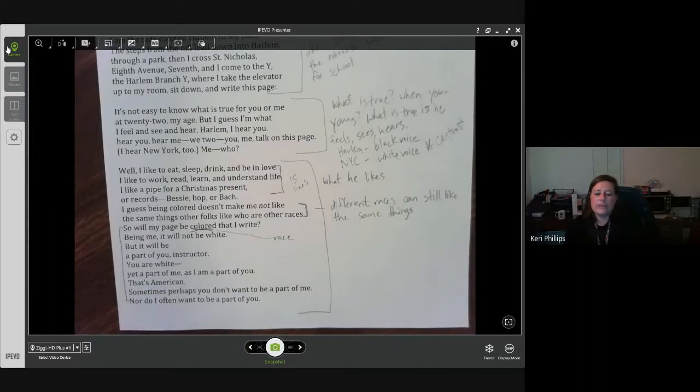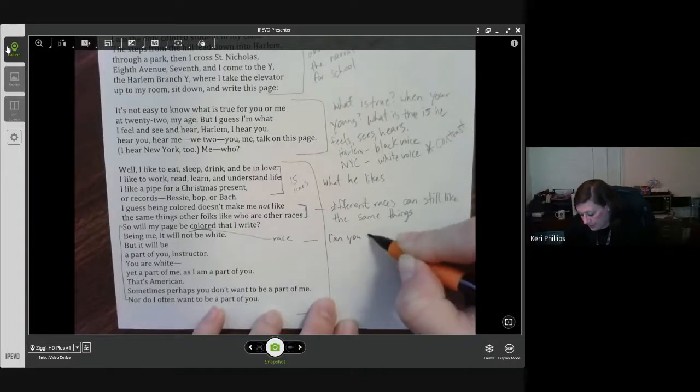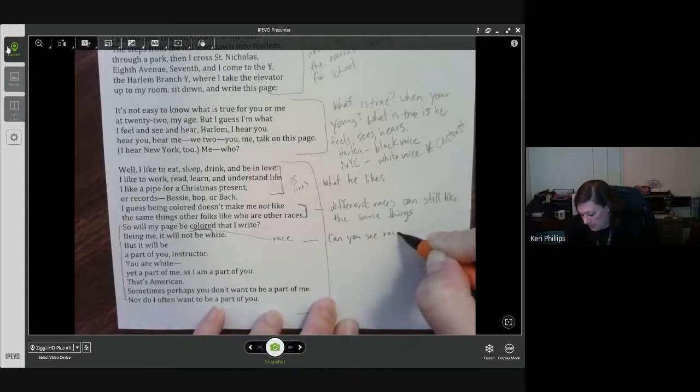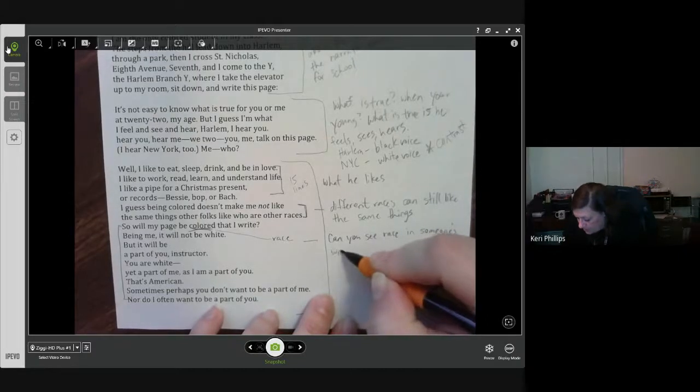can you see his race through his writing? Which is really an interesting question. And let's write that down. Can you see race in someone's writing?